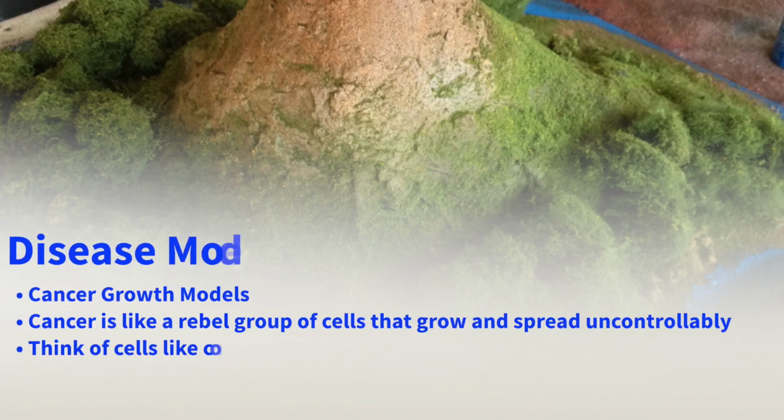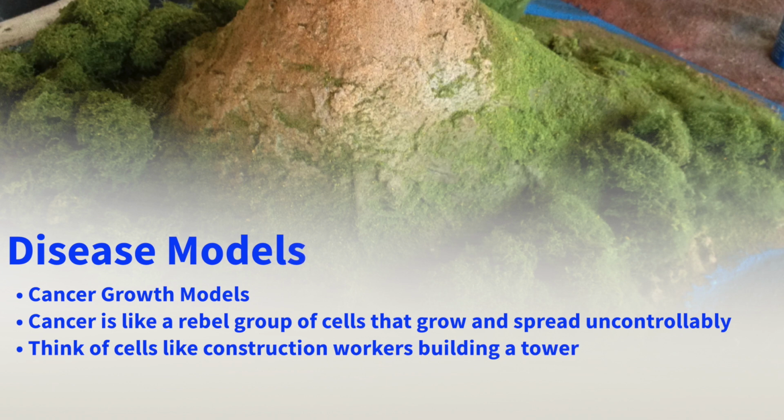There are models which talk about cancer growth. Cancers are like rebel groups of cells that grow and spread uncontrollably. Models of cancer growth help scientists study how tumors develop and spread inside the body. Think of cells like construction workers building a tower. Cancer cells are like workers who keep building even though they are not supposed to. Studying these models helps to predict cancer spread, and you can even study how new medicines can be used to treat these cancers.